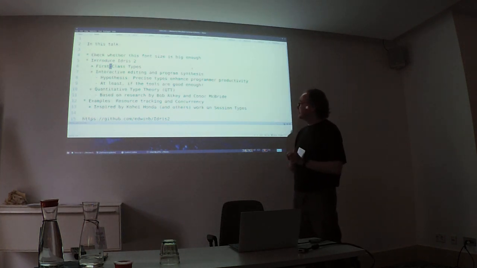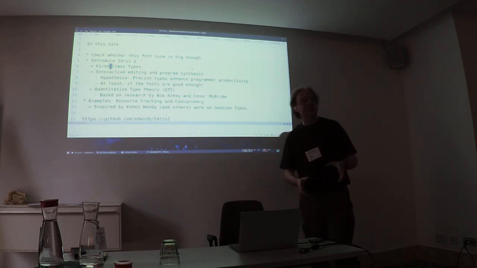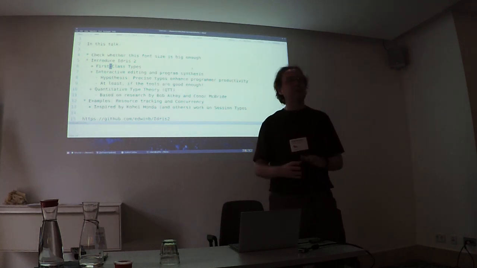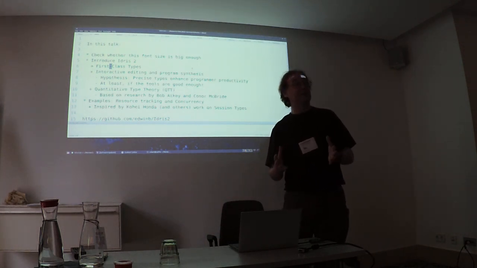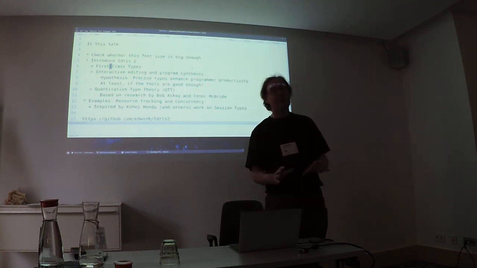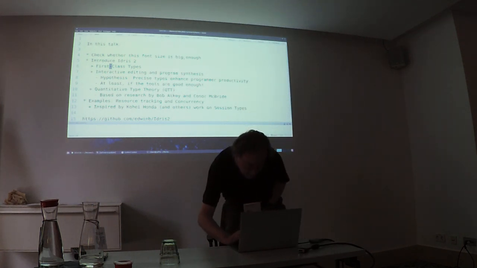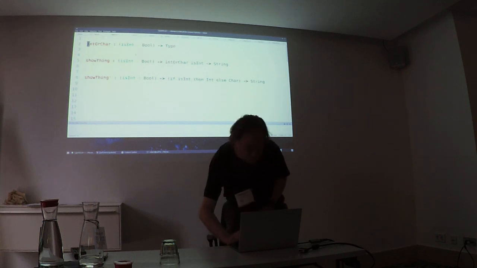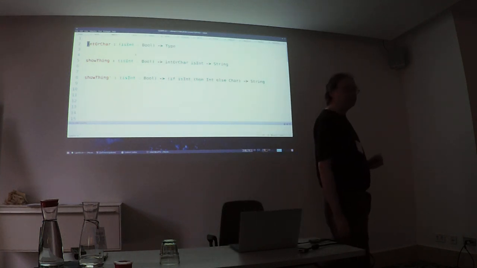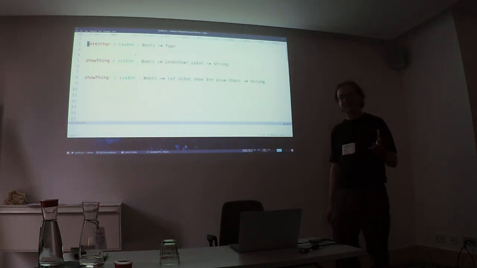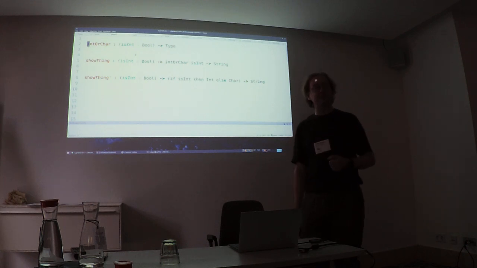So yeah, we'll see a bit of quantities, we'll see a bit of resource tracking. If we have enough time, we'll get to an example of type-safe concurrent programming. So that's where we're aiming at in the end here. But before we do that, I need to go right back to the beginning and show you what I think dependent types are all about, what I mean by dependent types.